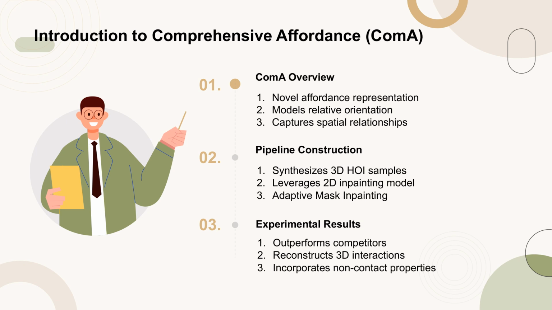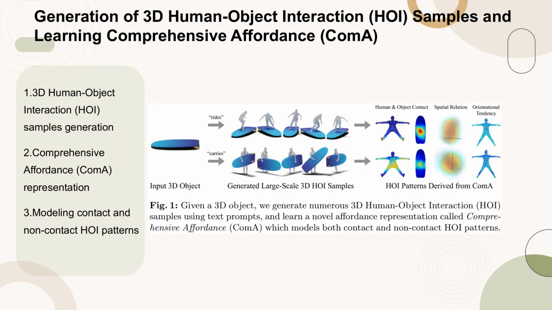Experimental results show that ComA outperforms existing methods that rely on human annotations, particularly in its ability to reconstruct 3D human-object interactions and incorporate both contact and non-contact properties. Figure 1 illustrates the process of generating numerous 3D human-object interaction (HOI) samples for a given 3D object using text prompts. This process leads to the learning of a novel affordance representation called Comprehensive Affordance (ComA).